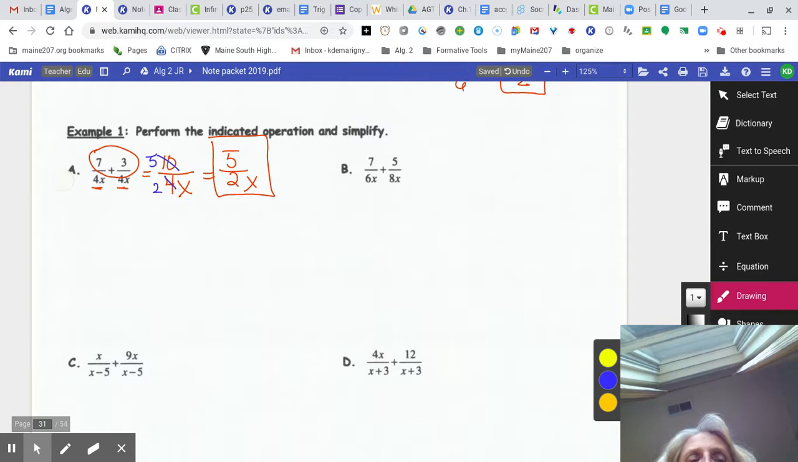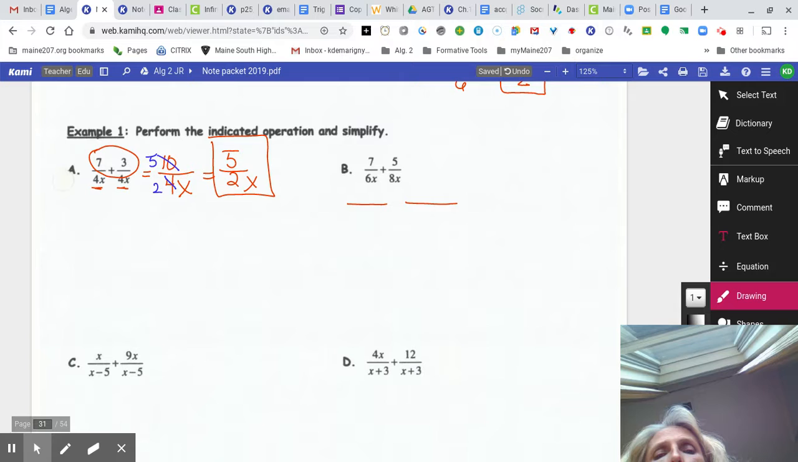The next one, same thing. I look to see, I have a 6x and an 8x. Well, they're not exactly the same. So what I'm going to do is have to make or create common denominators. So the first thing I'm going to do is look at the 6 and the 8, and I need the smallest number that both of these will go into. It's called the least common multiple. So a 6 and an 8, the smallest thing that I can think of that they will both go into would be a 24.